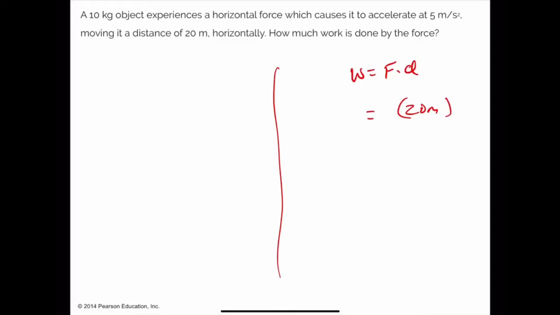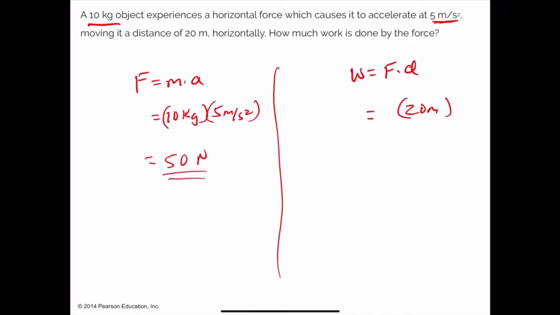But we don't have the force, so we got to jump over and look at the other information we have to see if we can come up with the force. Well, we know that force equals mass times acceleration. So we can take the mass, which is 10 kilograms, times the acceleration, which is 5 meters a second squared. We end up with 50 newtons, because that's the unit of force. 50 times 20 is 1,000, and so the correct answer here is 1,000 joules.